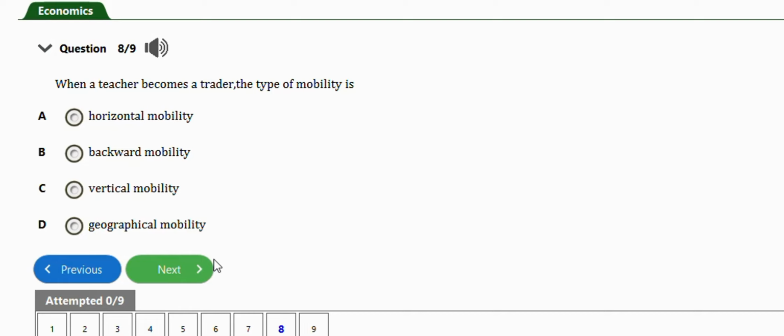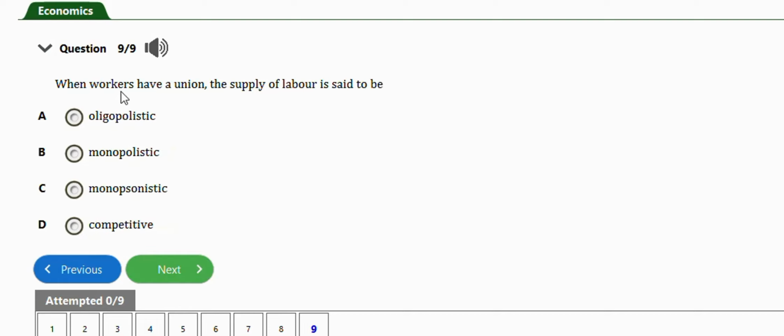The last question before I end this video is this one. It says when workers have a union, the supply of labor is said to be, we have oligopolistic, monopolistic, monopsonistic, competitive. So guys, the right answer to this question is option B, which is monopolistic.